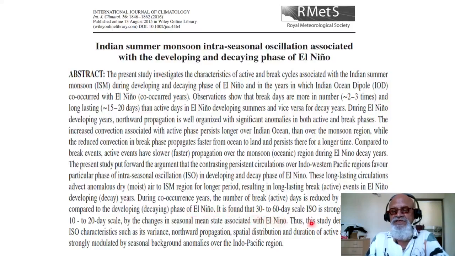It is found that 30 to 60 day scale ISO is strongly modulated than the 10 to 20 day scale by the changes in seasonal mean state associated with El Nino. Thus, the study demonstrates that the ISO characteristics such as its variance, northward propagation, spatial distribution, and duration of active break days are strongly modulated by seasonal background anomalies over the Indo-Pacific region.